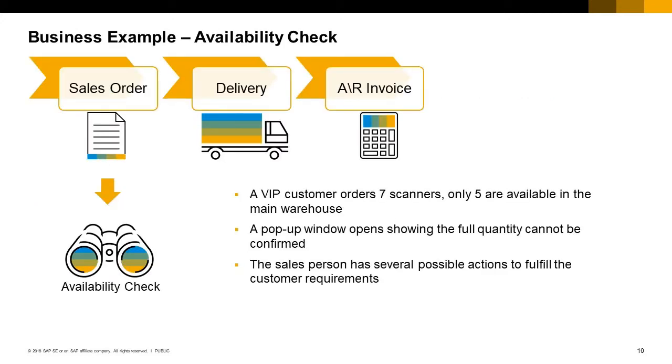Let's look at how availability checking works with a business example. A very important customer orders 7 scanners, but unfortunately only 5 are currently available in the main warehouse. As the salesperson enters the item, a pop-up box appears showing the full quantity cannot be confirmed. The salesperson has choices about what actions he can take to fulfill the customer requirements. We will look at what actions are available for each availability check.